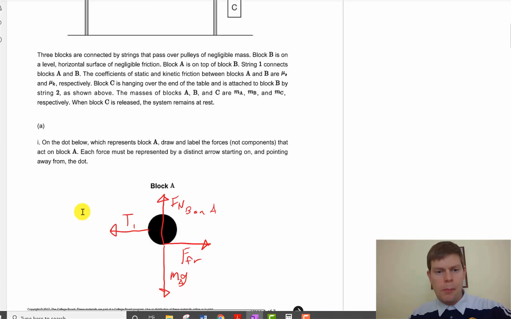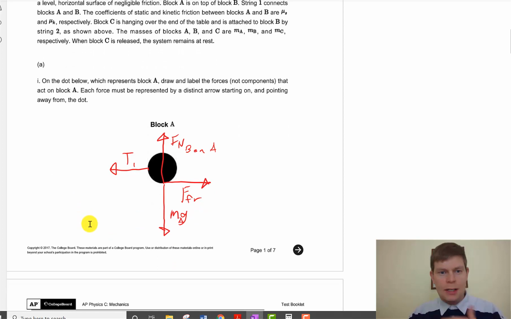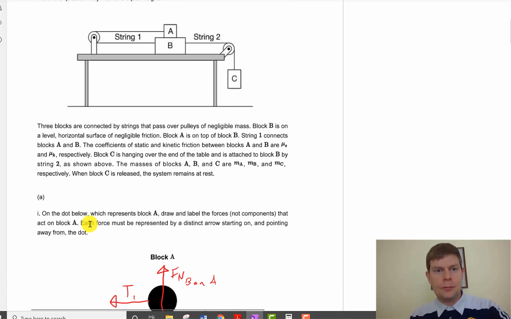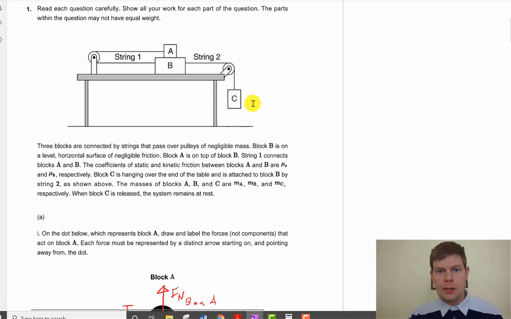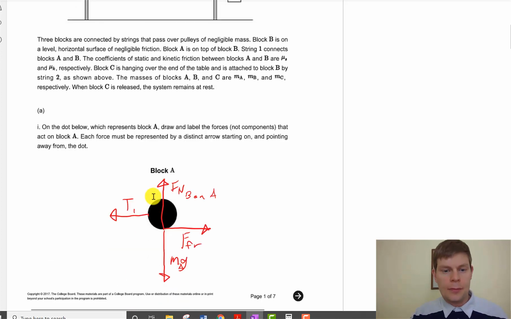So first guy, it's a bit more traditional. We got first our situation. We got our mass hanging from a pulley, which is attached to a block. That block's connected to another pulley, which is connected to block A. There's no friction between B and the table. There is friction between A and B, and the thing's not moving. So let's take a look.